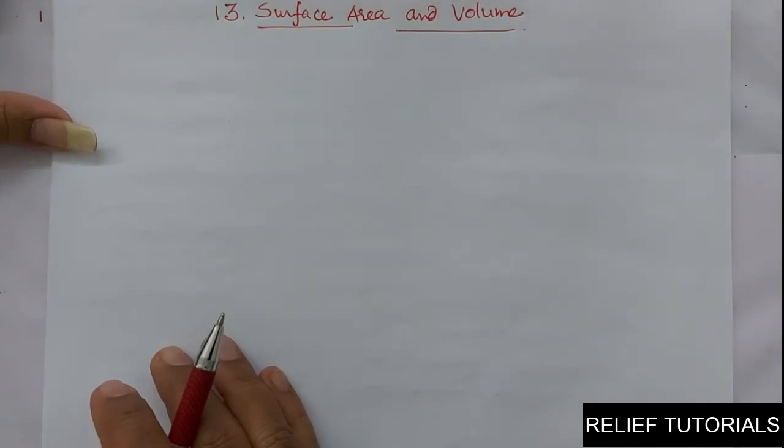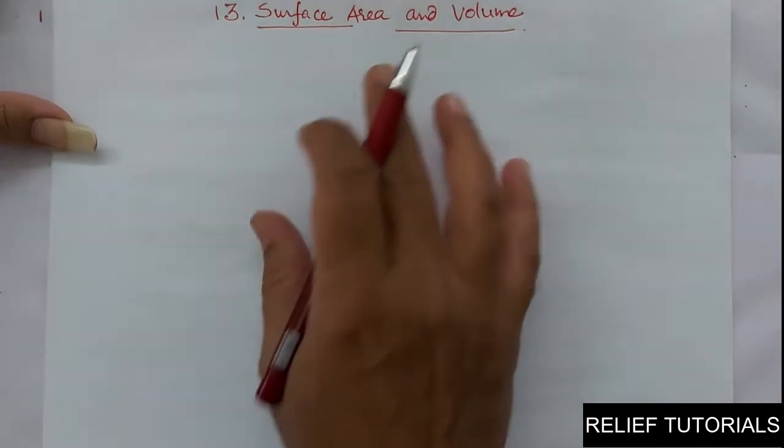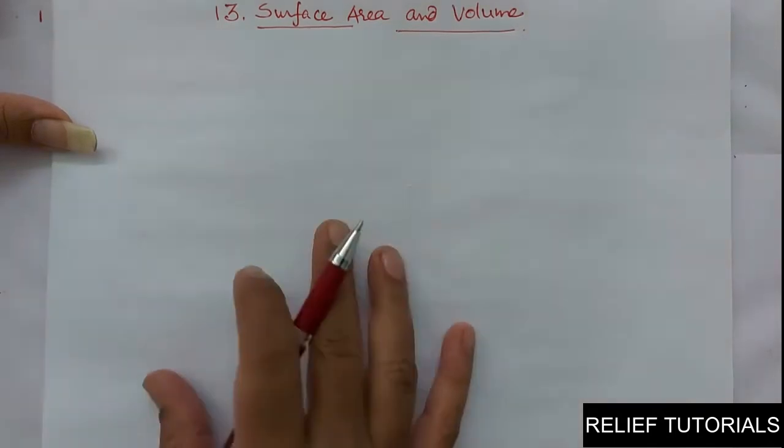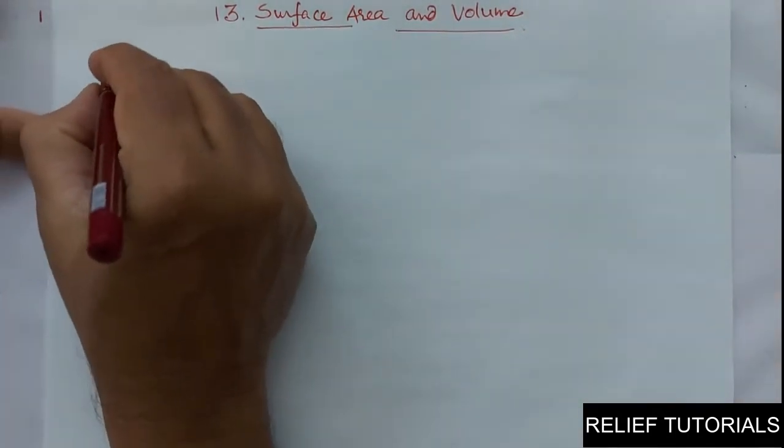Today we are going to discuss the important chapter, surface area and volume. In this chapter we are going to discuss cube, cuboid, cylinder, sphere, all this in detail. We will find their area and we will find their volume. So before discussing, first we will start with cube.